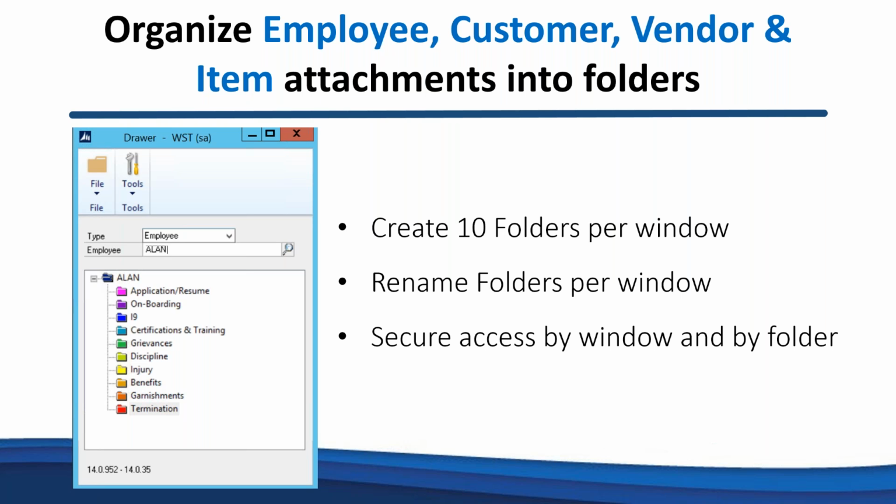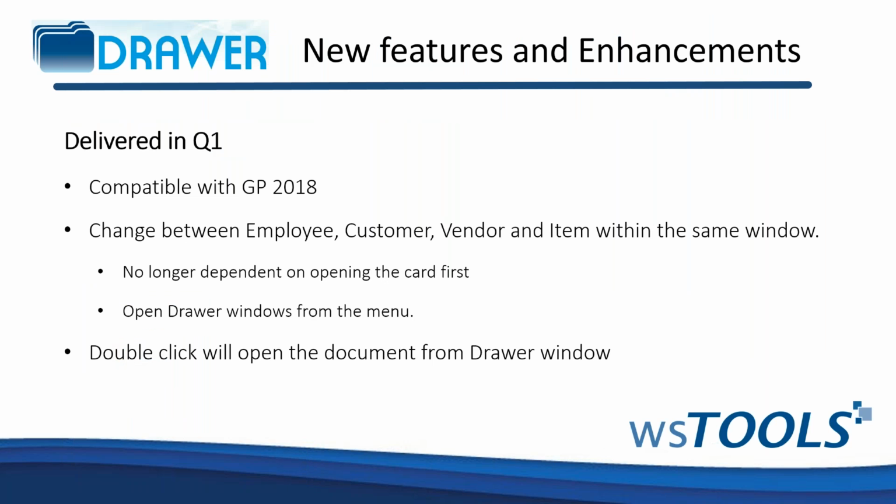So, in recap today, Drawer is going to let you bring organization and security to your attachments right within GP. You'll be able to self-label up to 10 folders, so you can have improved organization, get a little bit out of some of the paper, and then secure each of those folders for some of those more sensitive documents.